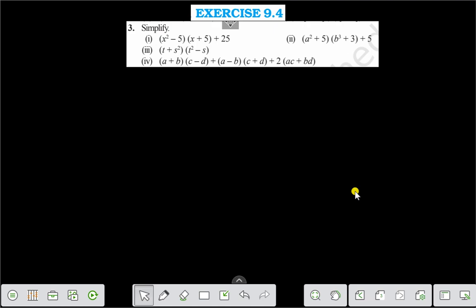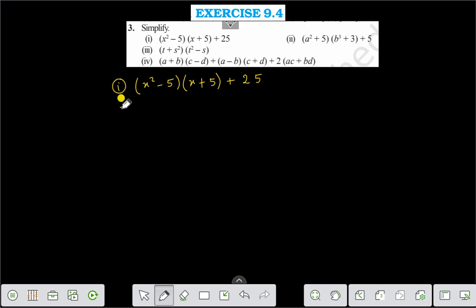Hello everyone. Today I shall discuss exercise 9.4, question number 3, that is, simplify. Let us find question number 1. Question number 1 here you see is x square minus 5 into x plus 5 into x plus 5 plus 25.